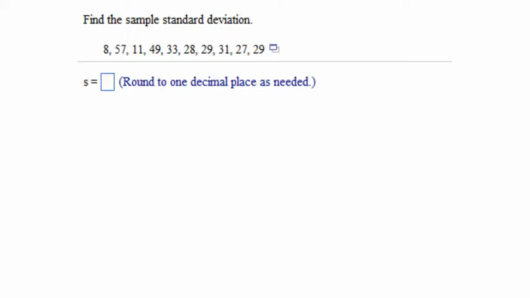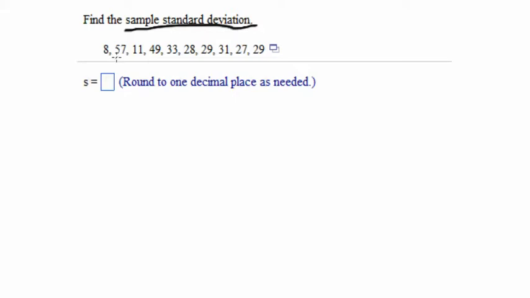Alright, I would like to go over an example from section 3.2. Section 3.2 goes over standard deviation and also other measures of dispersion, but I'm going over an example of standard deviation. The example I picked out is sample standard deviation. As you can see, it's asking for sample standard deviation.